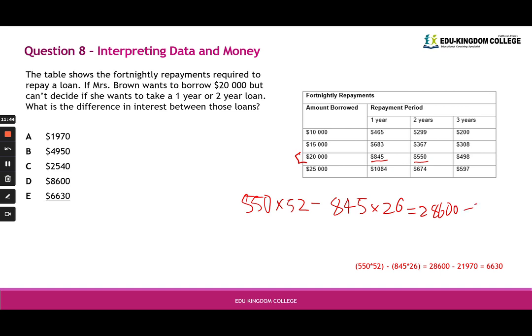And that will give us 28,600 minus 21,970, and so that equals $6,630. So that means the 2 year repayment plan will cost $6,630 more, and that'll be the difference in the interest. Okay, and so the answer to that is going to be E. All right.